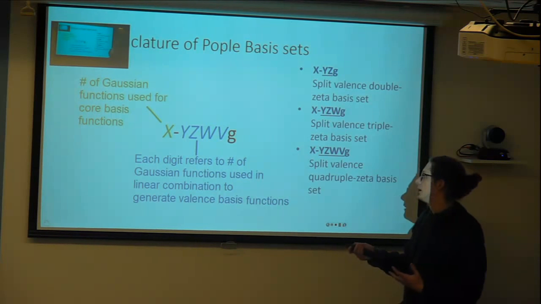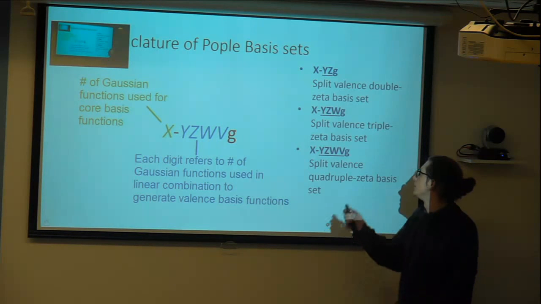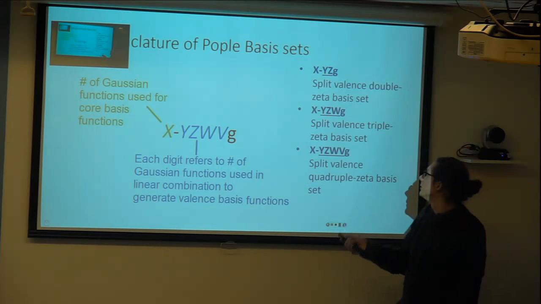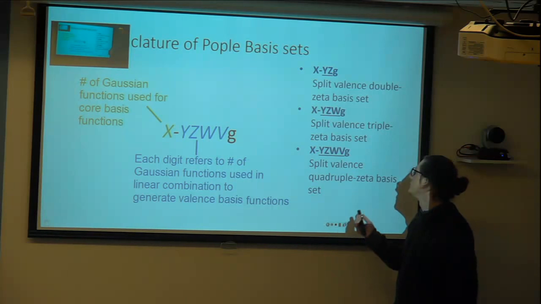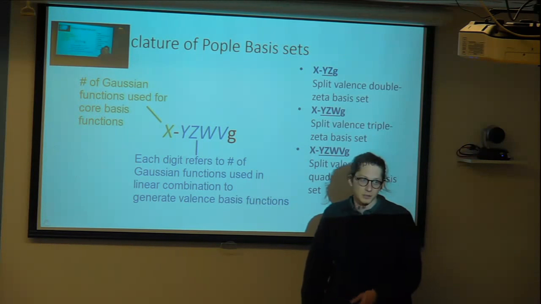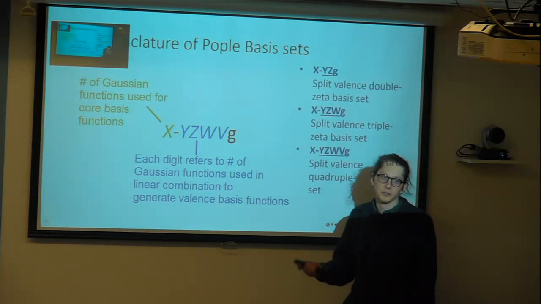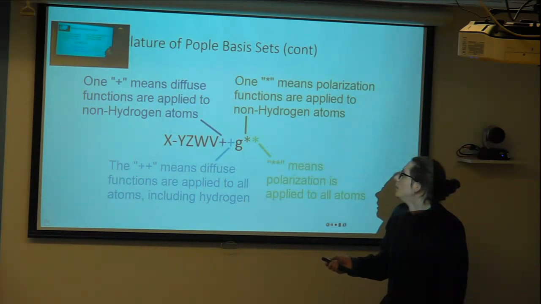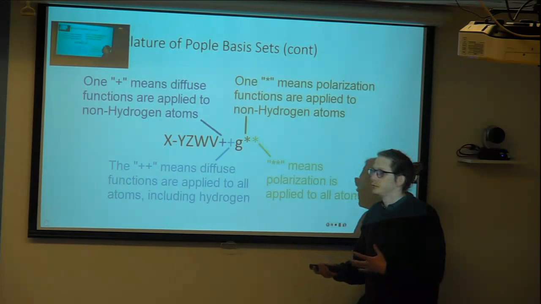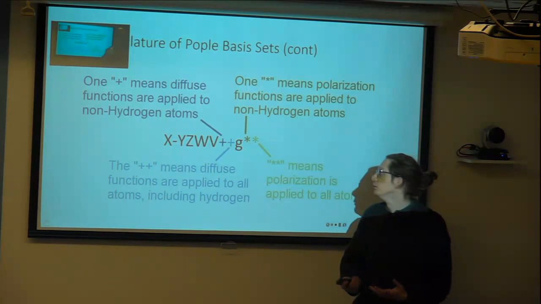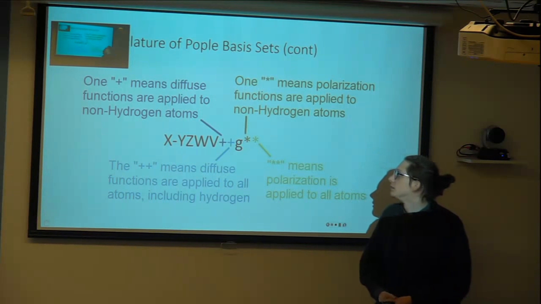the number of times that the valence basis set is split. So 2 refers to a double zeta basis set, 3 is a triple zeta basis set, and 4 is quadruple zeta, etc. In addition to numbers, we also have symbols in the nomenclature for the Pople basis sets.